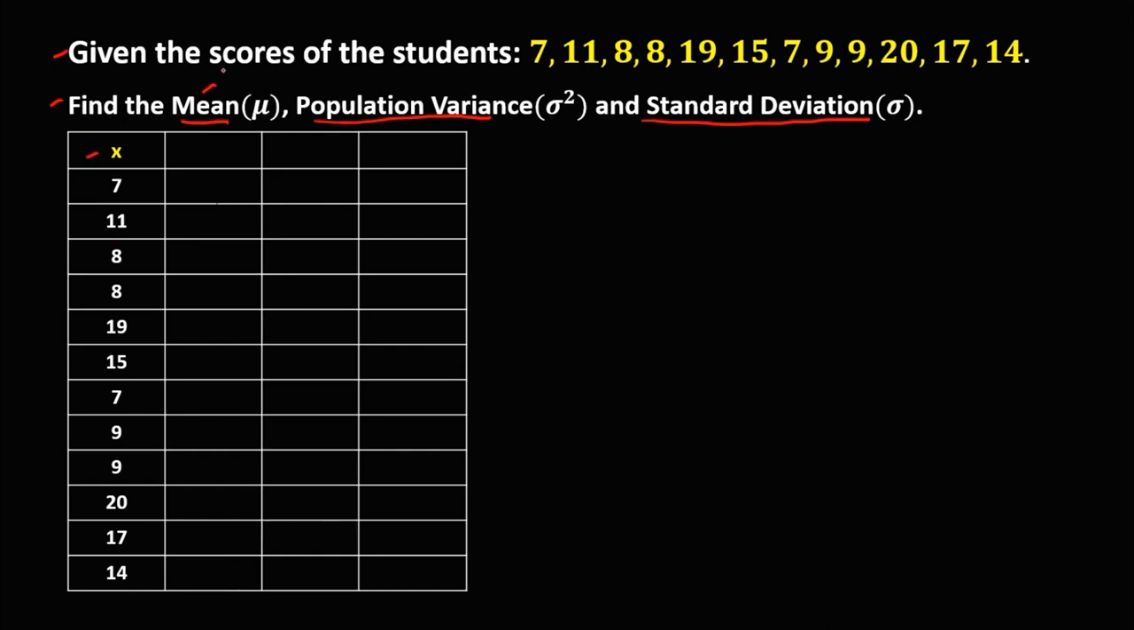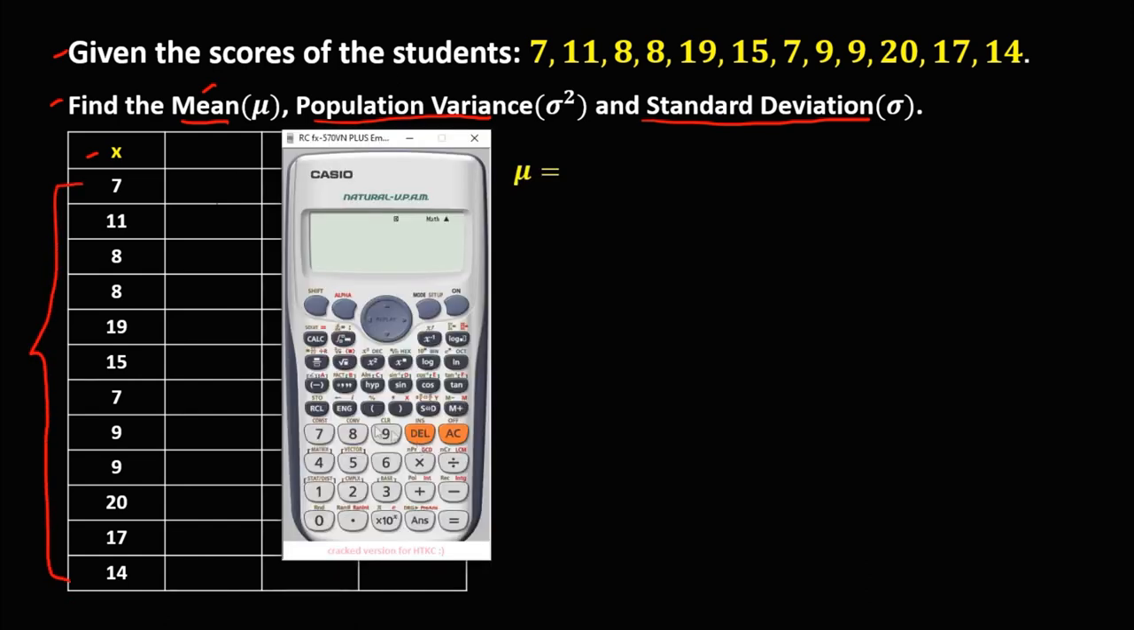To solve for the mean, we just need to add all these numbers. So we have 7 plus 11 plus 8 plus 8 plus 19 plus 15 plus 7 plus 9 plus 9 plus 20 plus 17 plus 14 equals.